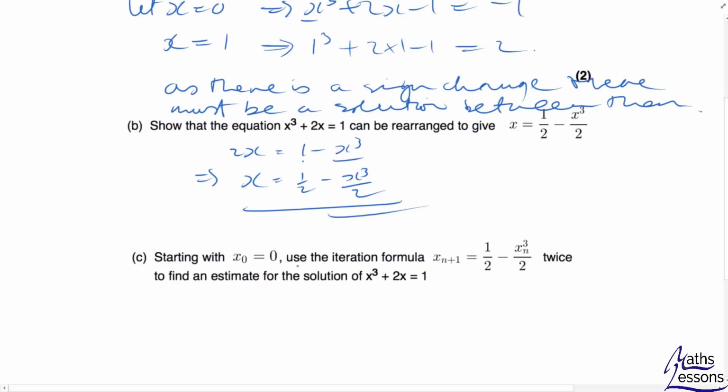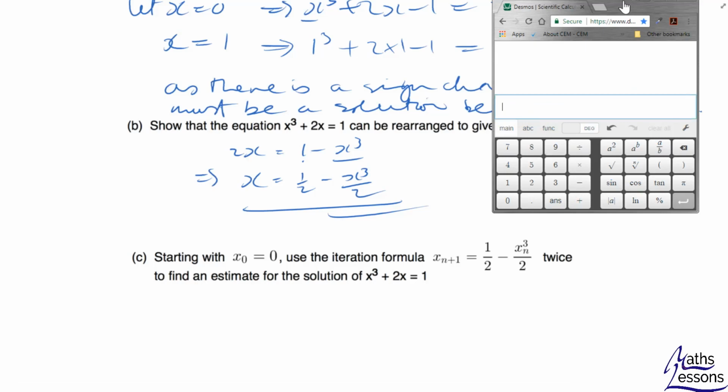Starting with x equals 0, use the iteration formula x(n+1) equals that twice to find the estimate of the solution of x cubed plus 2x equals 1. Right, for this, what I'm going to do is use decimals to put 0 into this. So we've got half, which is the same as 0.5, minus 0 divided by 2. Enter. And that gives us just a half as our first value.